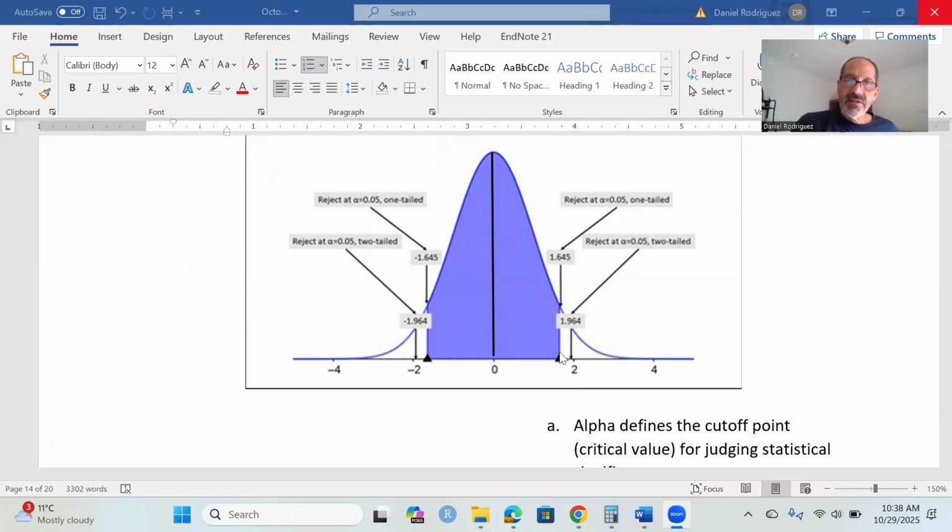Again, this is symmetrical, right? This represents 95% of the population. So from here to 1.645 would be half of 95, right? So 47.5% of the values fall between 0 and here. So that's what this cutoff is, right? 1.645. It's 47.5% above the mean, but it's pretty far away. So anything beyond that we consider as being statistically significant.